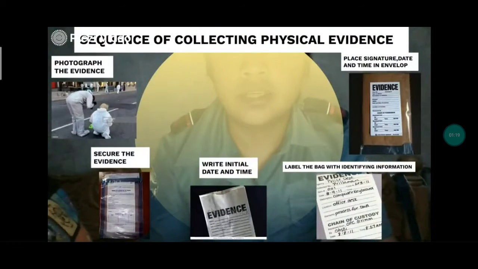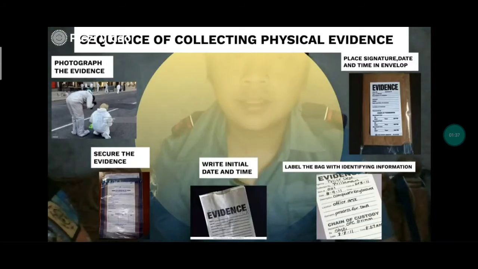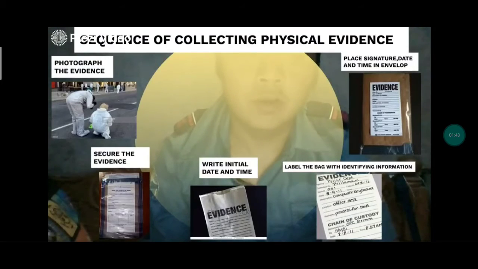Sequence of collecting physical evidence. First is document and photograph the evidence. And second naman po, properly secure the evidence by placing it in a paper bag or envelope. Next naman po is close, seal, or tape the paper bag or envelope.